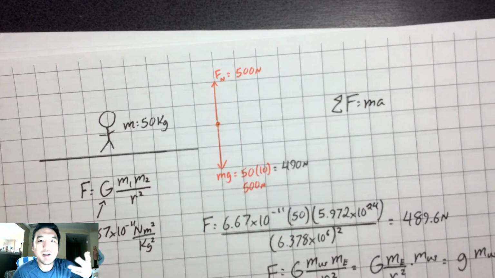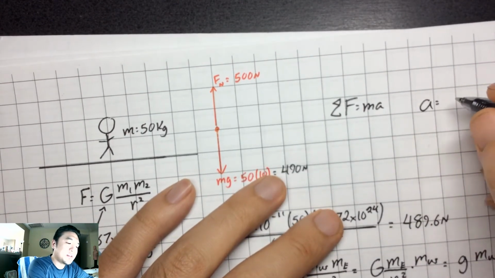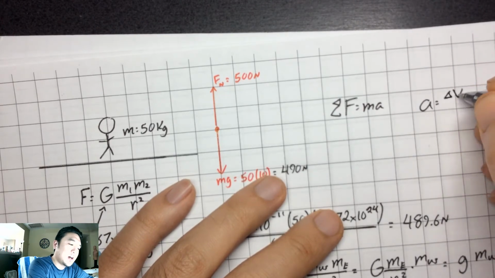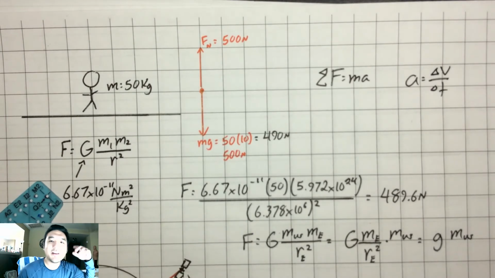And so, what is an acceleration? Acceleration, at its base definition, is a change in velocity over a change in time. How do you change velocity? You can increase it, speed up. You can decrease it, slow down. You can change its direction, and that's called turning.